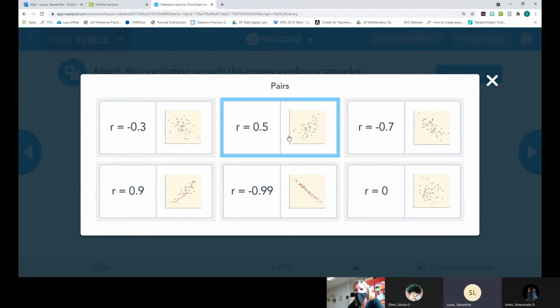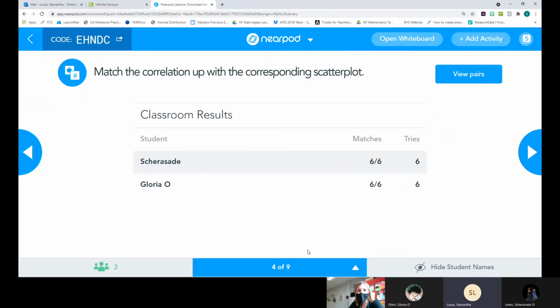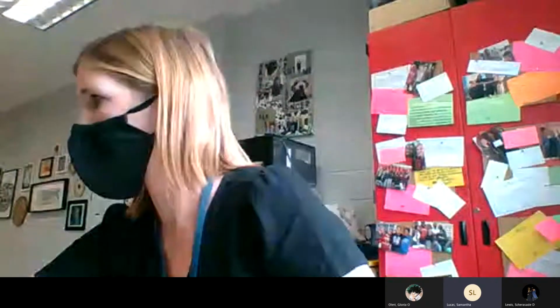0.9 is a strong positive. 0.5, you can still tell a positive pattern, versus zero is just kind of all over the place. All right, so that's it for the review. I want to go ahead and get into the actual notes.